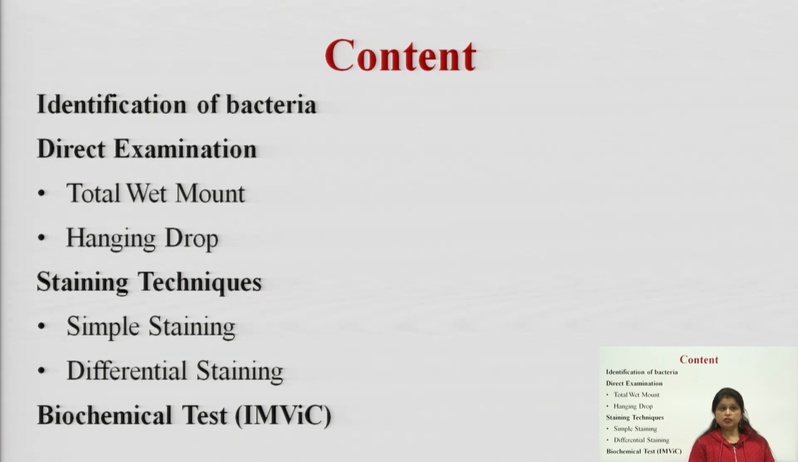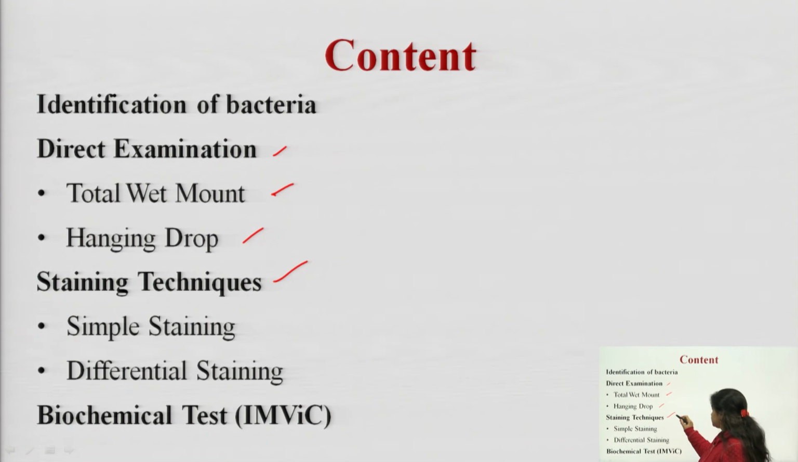In the identification part, if you remember, I already covered direct examination. We can see microorganisms using various microscopes, and using them we can do direct examination as well as staining techniques. Under direct examination, we covered the wet mount method and hanging drop method, by which we can analyze the motility, the structure, and the shape of microorganisms.